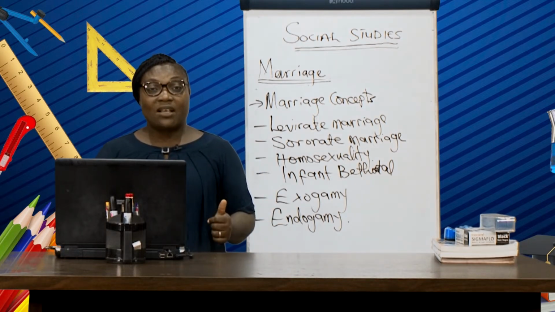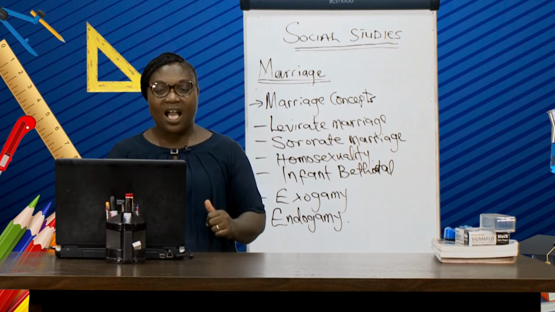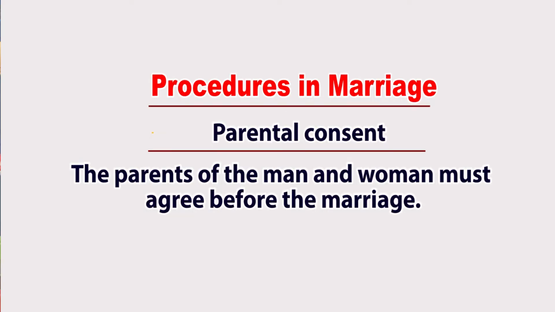Now, after acceptance, there must be parental consent. That means that the parents must agree. Marriage is not something that one can do on his own or on her own. One must seek the approval of the parents. So the parents of the man and the woman must agree before marriage can take place.